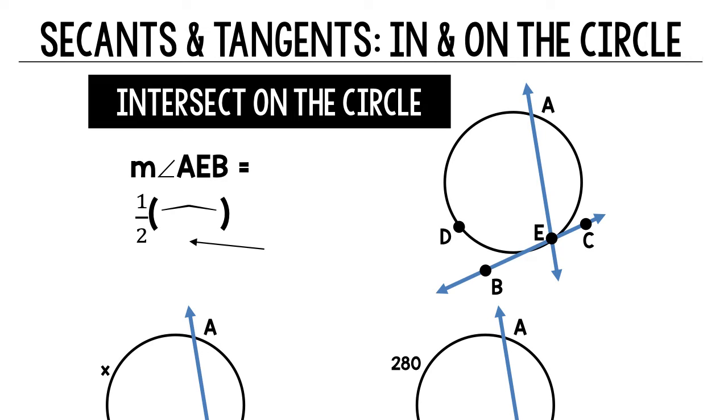So we know what tangents are. We know a tangent intersects our circle at one and only one point and is perpendicular to the radius. We know a secant goes through the circle. So it's just a line that goes through our circle.